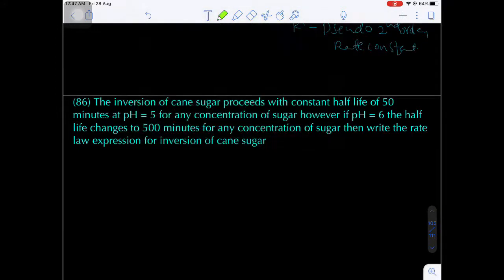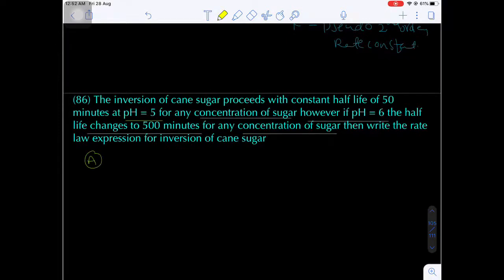Now question number 86. In question number 86, the inversion of cane sugar proceeds with a constant half-life of 50 minutes at pH value 5, irrespective of the concentration of the sugar. This point is very important. However, if the pH value is 6, the half-life changes to 500 minutes for any concentration of sugar. This is also a very important key point. Then write the rate law expression for the inversion of the cane sugar.